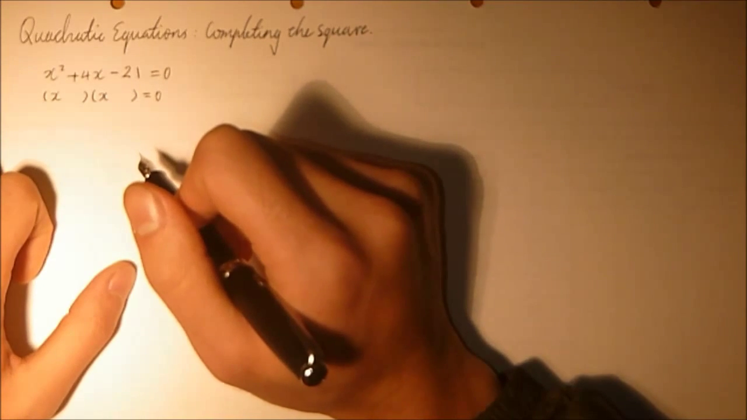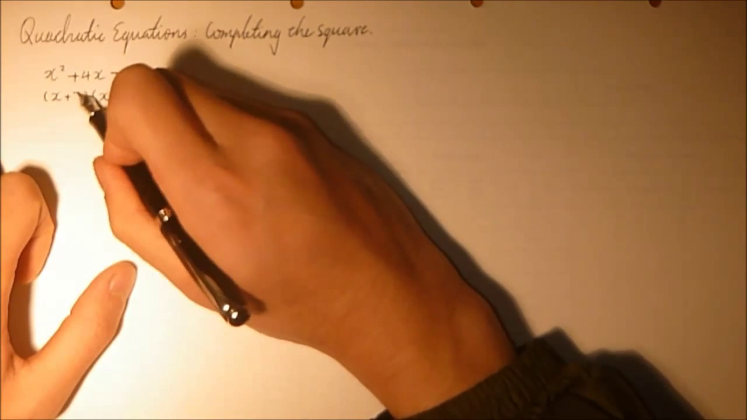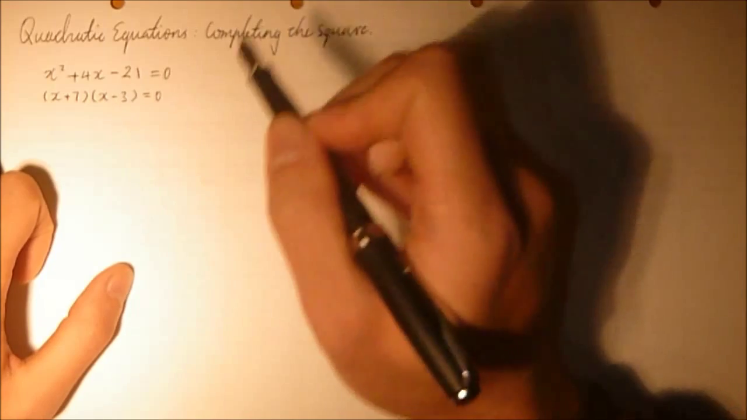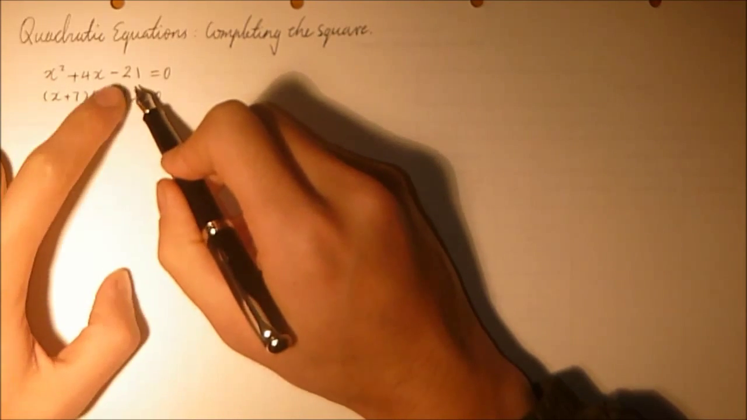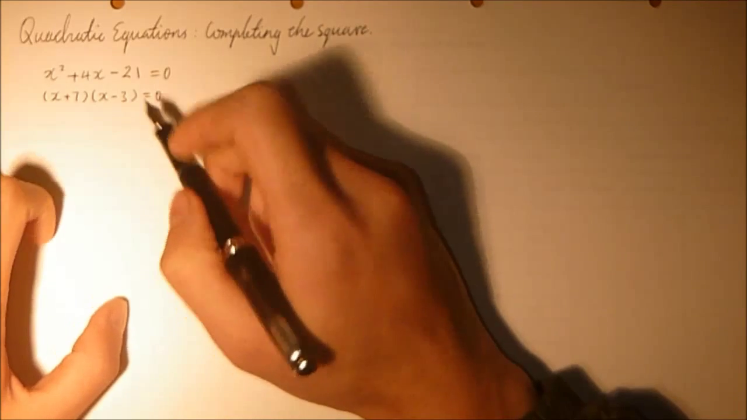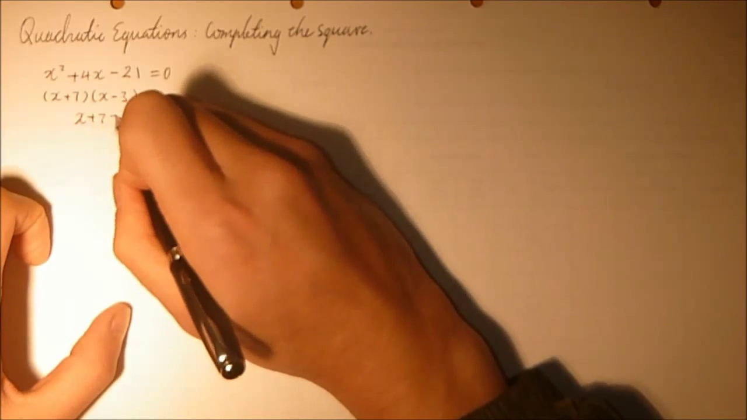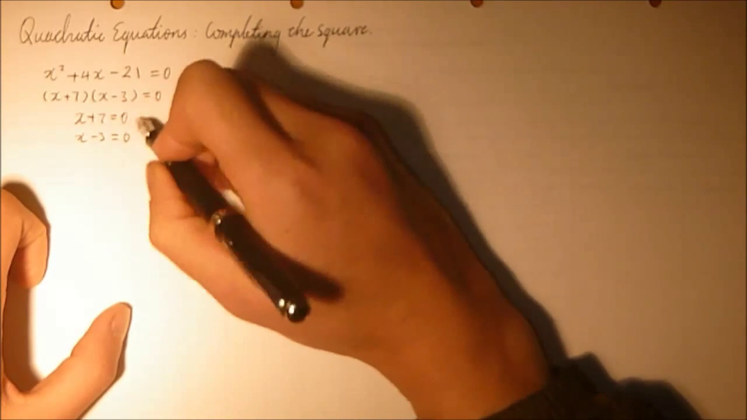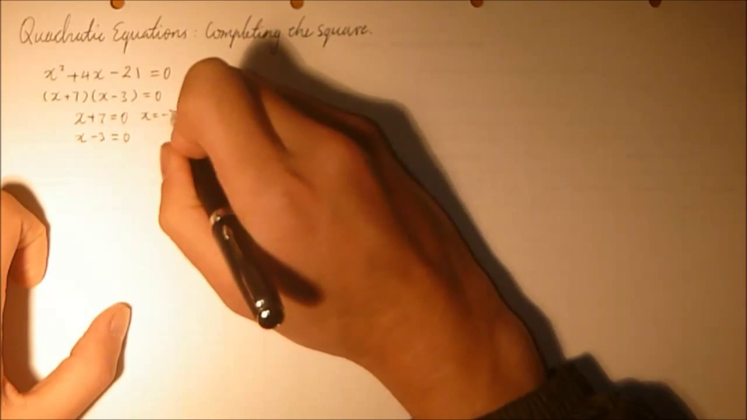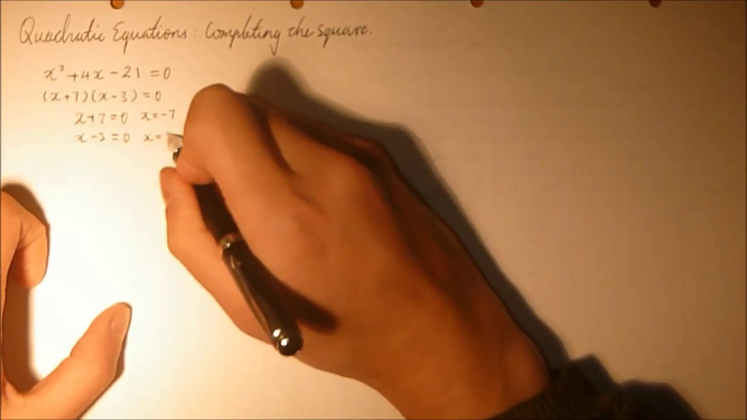And there are only two possible numbers here, which are positive 7 and negative 3, because when you add them, they give you positive 4, and when you multiply them, they give you negative 21. So x plus 7 equals 0, or x minus 3 equals 0. So x here would equal minus 7, and here x equals 3.